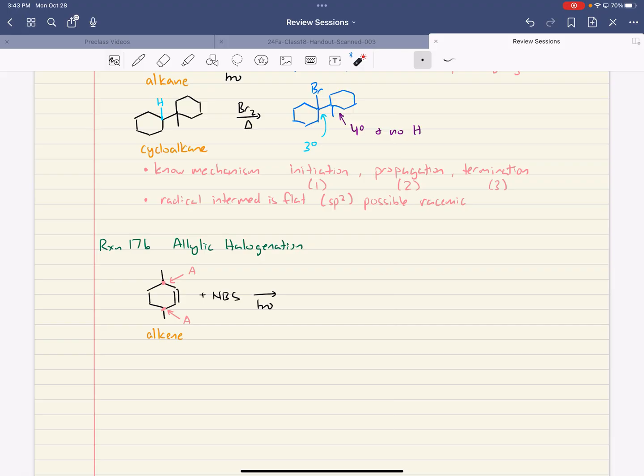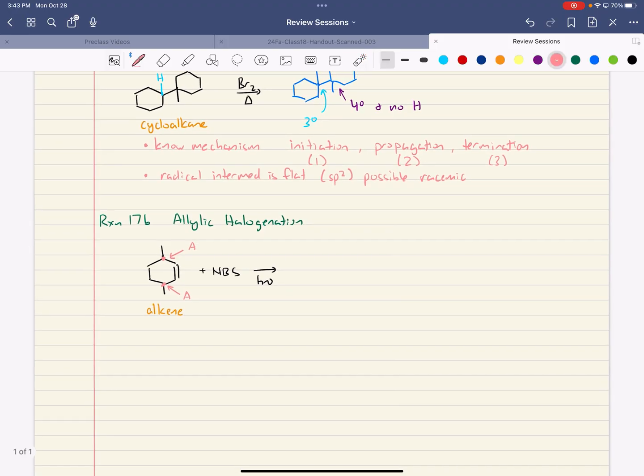Okay, so that's one. And then the harder version might be something like this. The harder version would have at least two different allylic carbons. How about this one? I don't think I've tried this one before yet. Plus NBS with heat.